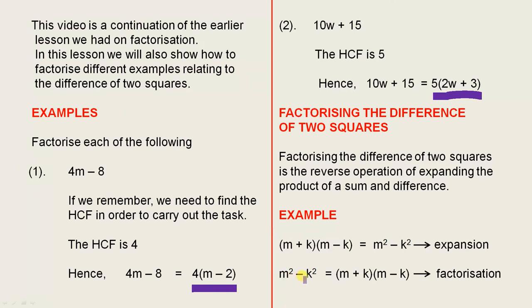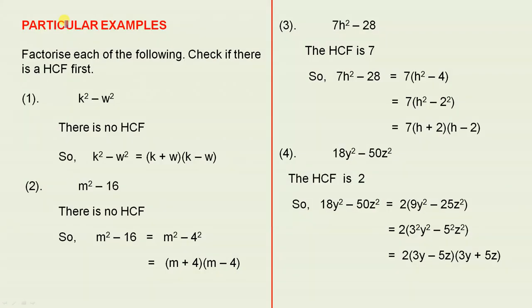So if we start off with m squared minus k squared and we are asked to factorise it, we end up with m plus k, m minus k. So that's the factorisation part. Let's look at some specific examples on the next slide. Now here are our particular examples. Factorise each of the following. Check if there is a HCF first.